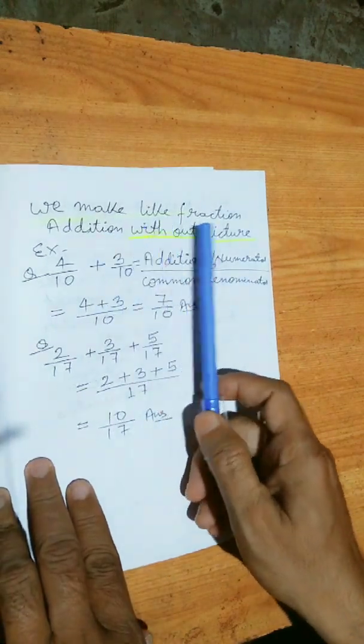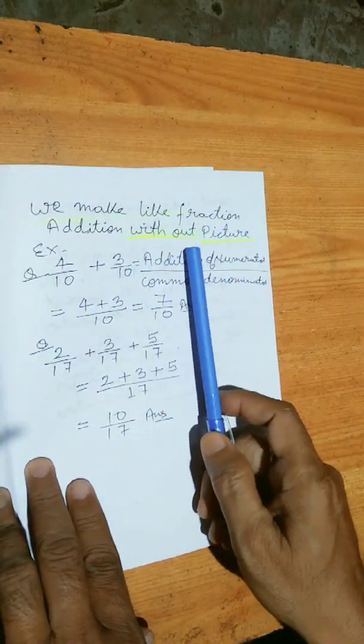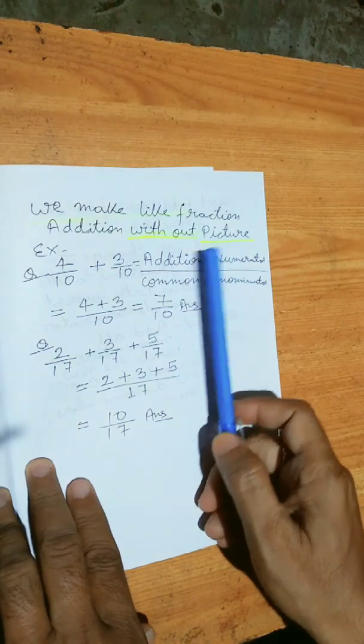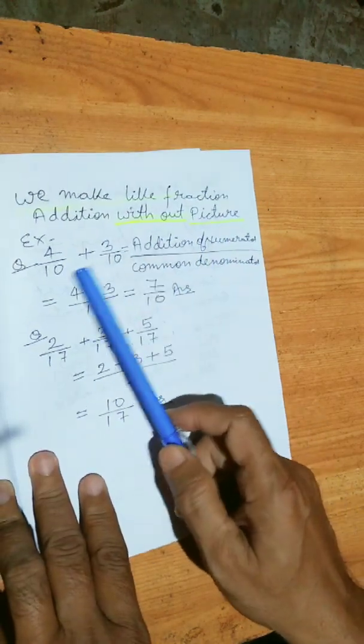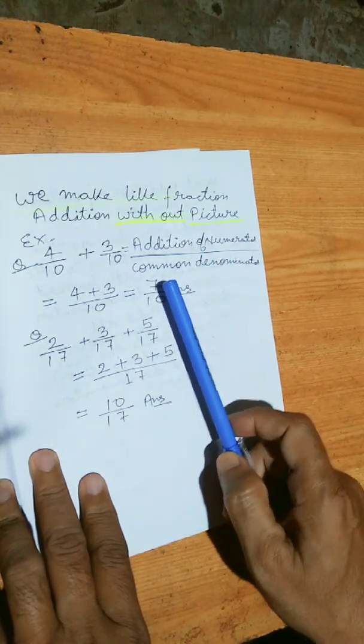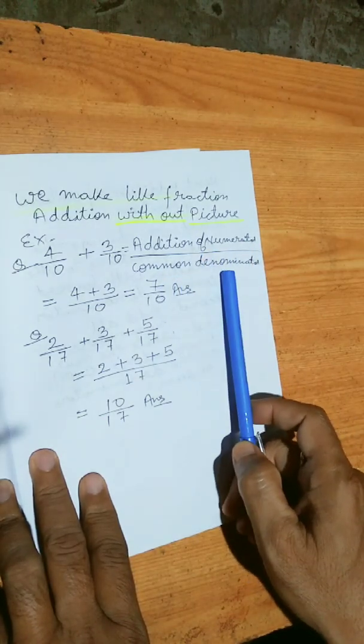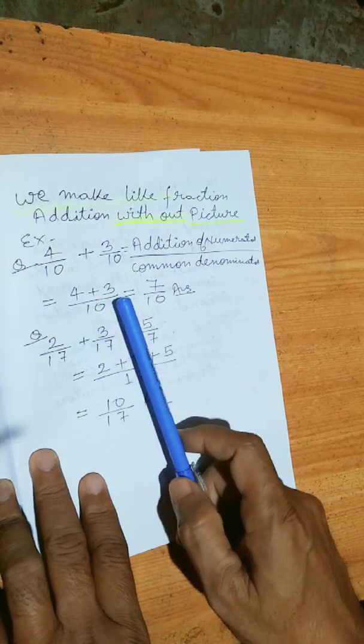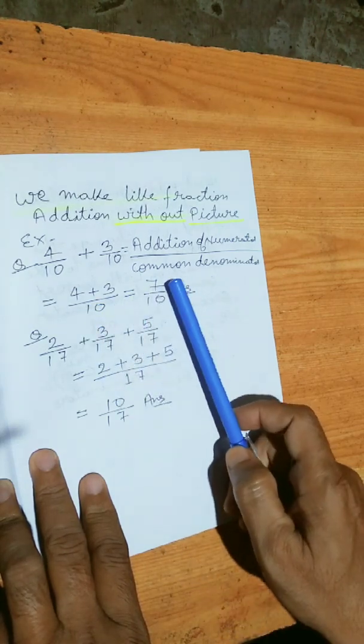We make like fractions addition without a picture. 4 by 10 plus 3 by 10, addition of numerators over the common denominator. Addition of numerators is 4 plus 3 by 10, is equal to 7 by 10.